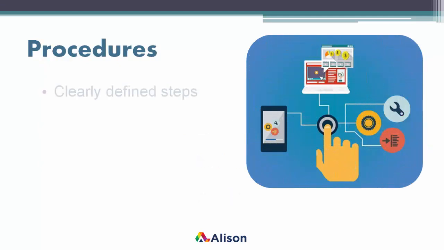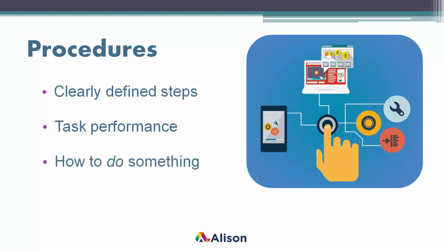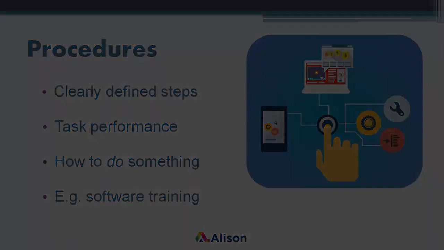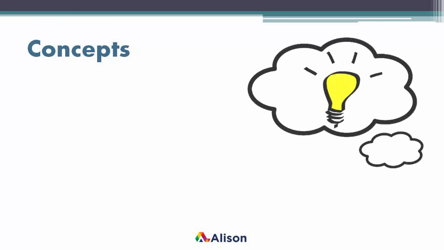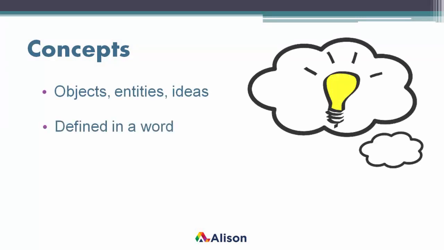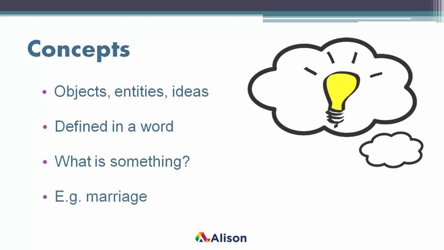Procedures are a series of clearly defined steps aimed at performing a task. Procedures answer the question, how to do something. For example, instructions for creating a table in Microsoft Word. Concepts are a group of objects, entities, or ideas that are defined by a single word. They require definition. Concepts answer the question, what is something?